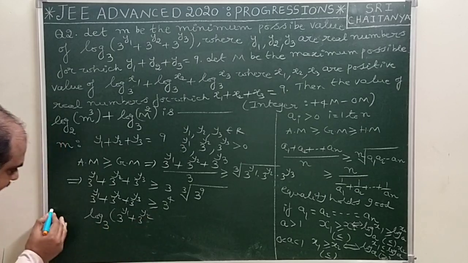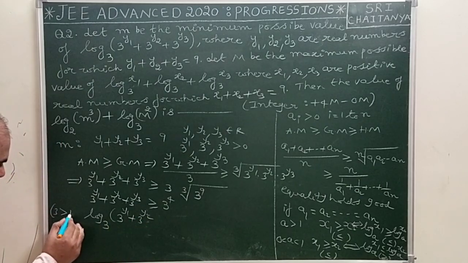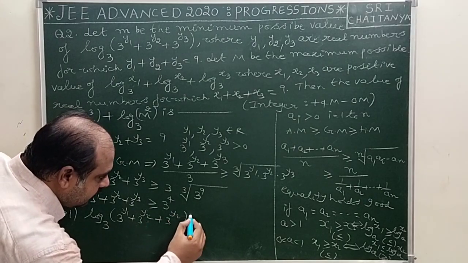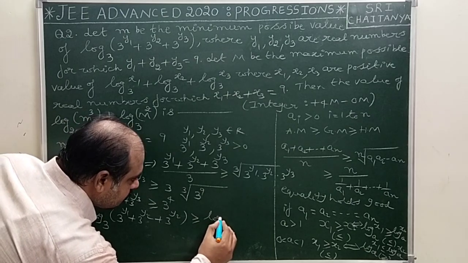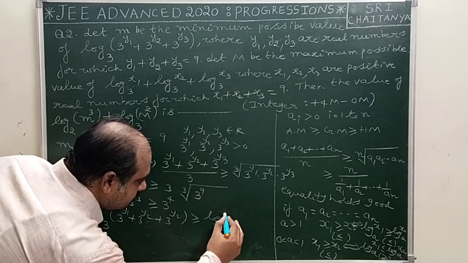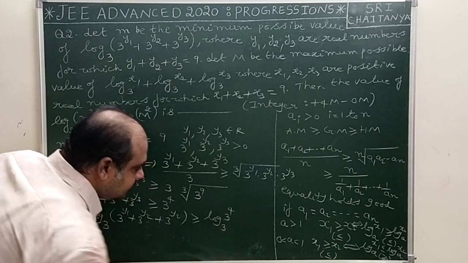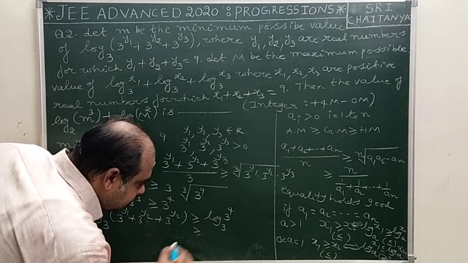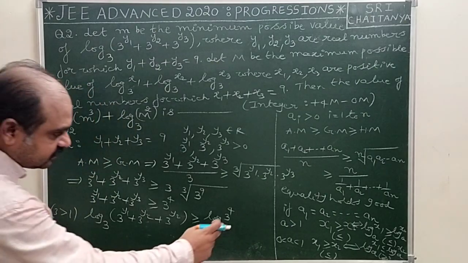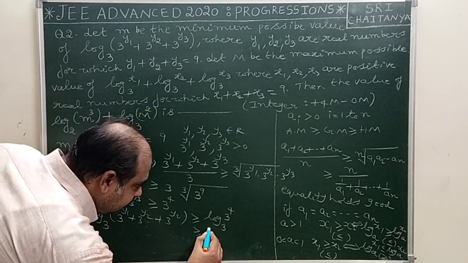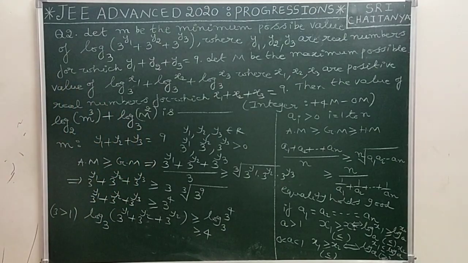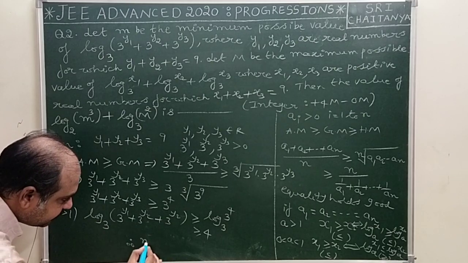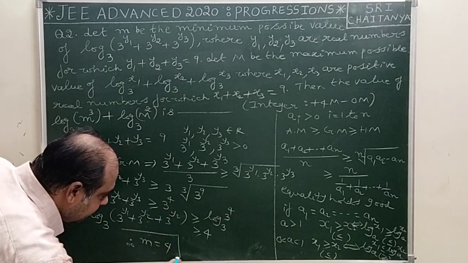Now 3 is what? Greater than 1. The base is what? Greater than 1. So this is greater than or equal to 4 into log 3 to the base 3, which is what? 1. So 4. Therefore, the minimum value is what? The minimum value is nothing but 4.